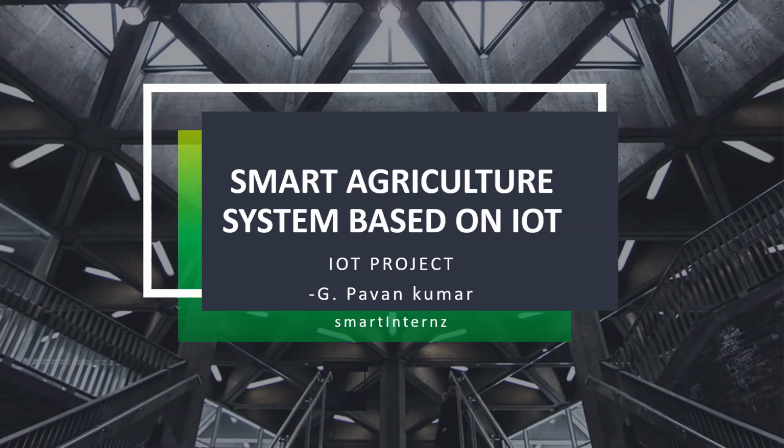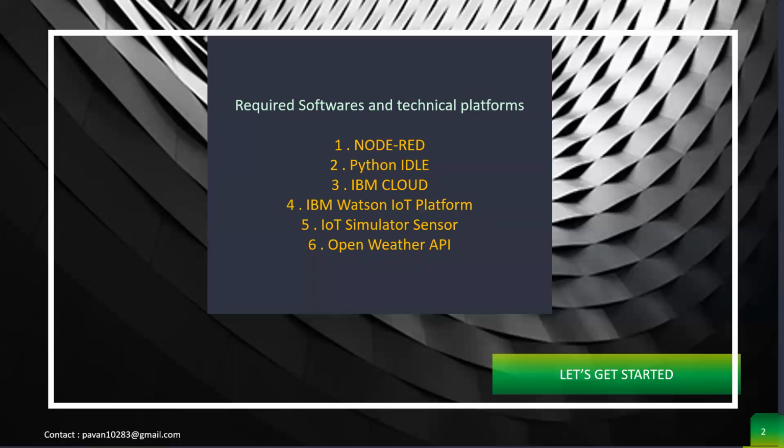In this project we require some software and technical platforms. Those are Node-RED, Python IDLE or Python compiler, IBM Cloud, IBM Watson IoT platform, IoT sensor, and OpenWeather API. In this project, we are going to create a web application for the farmer, so that he can view weather forecast data which is given from the weather API, and he can monitor the weather conditions. Also, he can control the motor on off status. Let's get started.